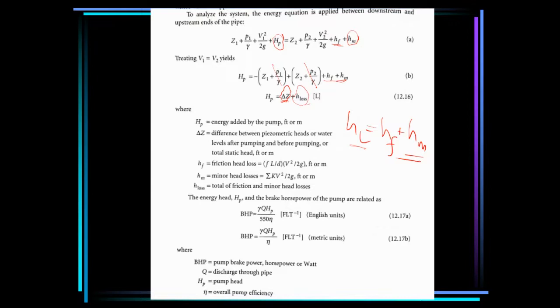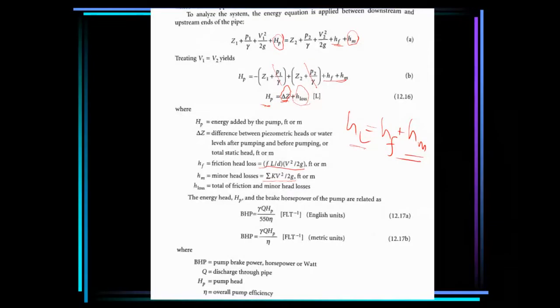If you remember, we even saw something similar in fluid mechanics, where we apply the pump head. HP is the energy added by the pump, and delta Z is the difference between piezometric heads or water levels after pumping and before pumping. HF is the frictional head loss, usually determined using the Darcy-Weisbach equation or Hazen-Williams, and you have the minor losses, the general form of which is given by this.